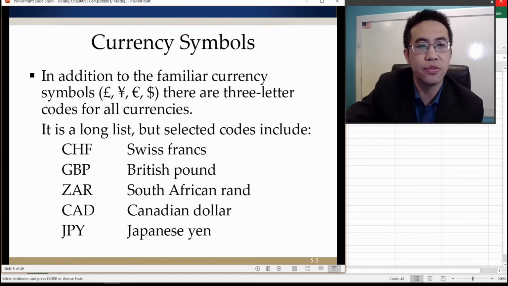Here are some currency symbols for your information. You can take a look and see their abbreviations.